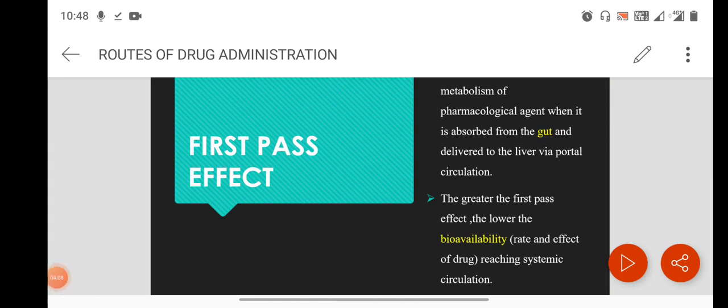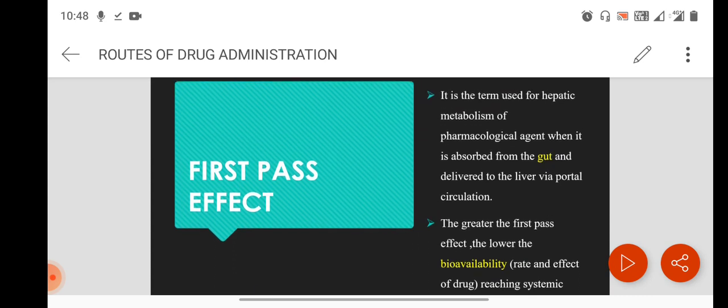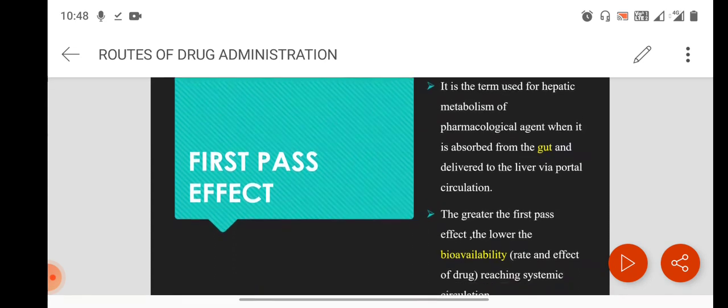So next we are going to see what is a first pass effect. From the first slide we are seeing first pass effect, first pass metabolism. So what is that? The first pass effect is the hepatic metabolism of the pharmacological agent. Pharmacological agent here means drugs, the particular group of drugs we are taking. The drug is absorbed from the gut and delivered to the liver via portal circulation.